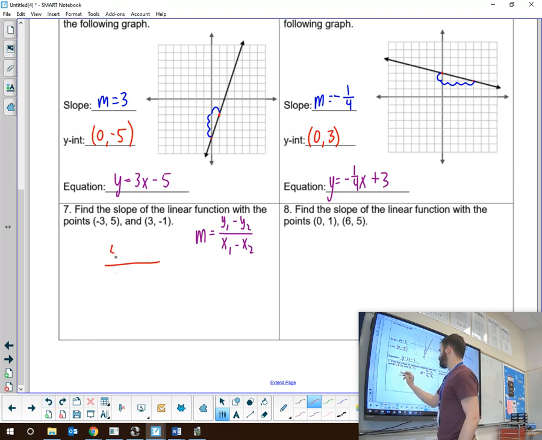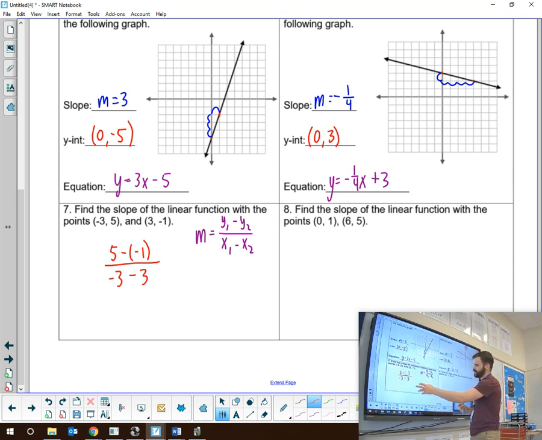Let me try that again. We're going to go 5 minus a negative 1 over negative 3 minus my x2, which is 3. All right, so then let's just simplify this. Negative 3 minus 3 is negative 6. 5 minus a negative 1 is positive 6, because that's going to be adding 1. 6 divided by negative 6 is negative 1. So what's my slope? It's negative 1.